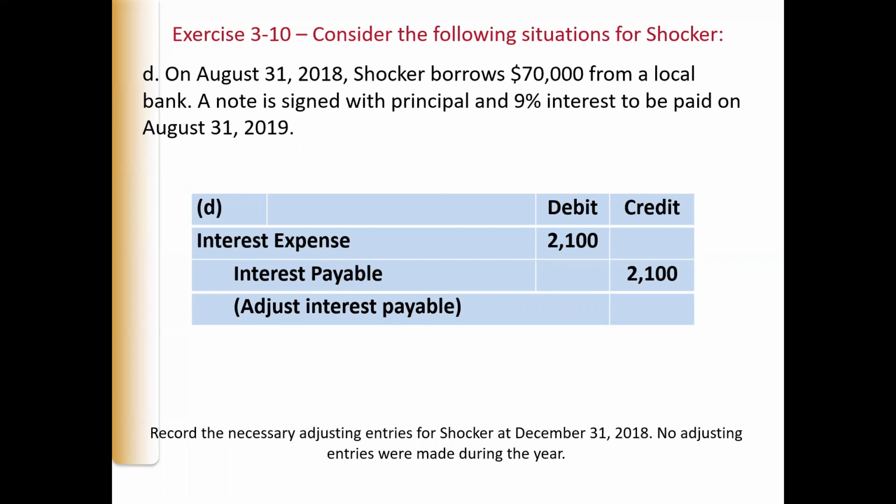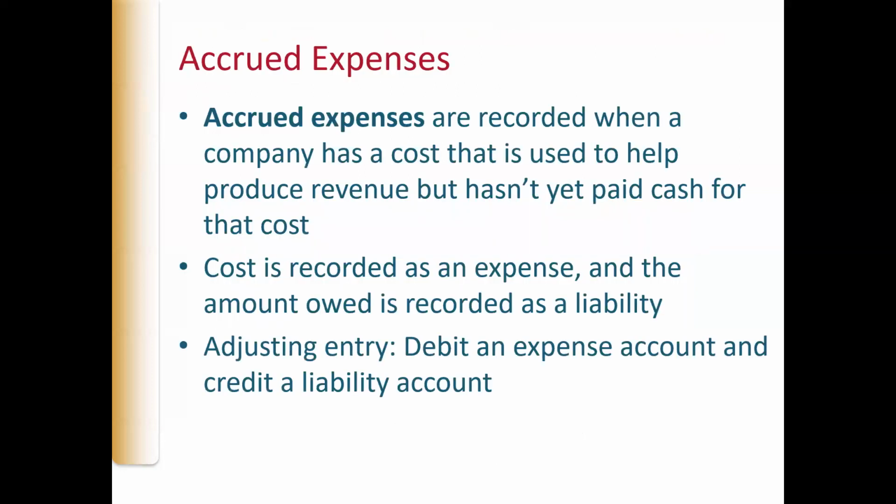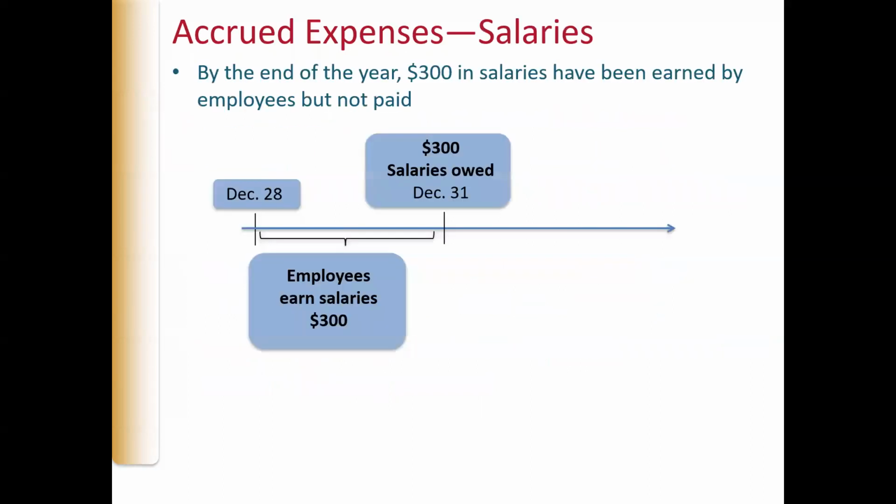This is an accrued expense. We debit our expense, we credit our liability when we have an accrued expense. Remember cheat sheet, accrued expense. Accrued expenses are recorded when a company has a cost that is used to help produce revenue but hasn't yet paid cash for that cost. The cost is recorded as an expense and the amount owed is recorded as a liability. So we debit the expense account and we credit a liability account.